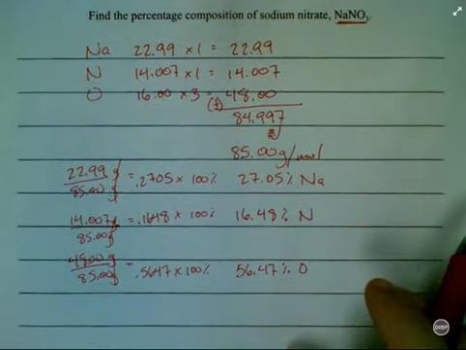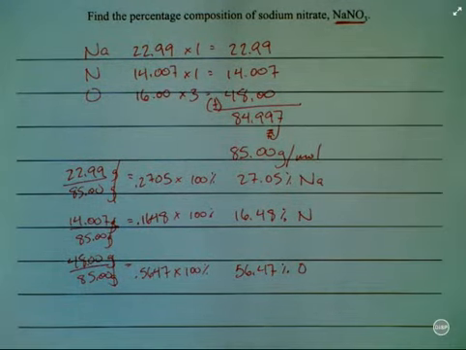So the percent composition of sodium nitrate is 27.05% sodium, 16.48% nitrogen, and 56.47% oxygen.